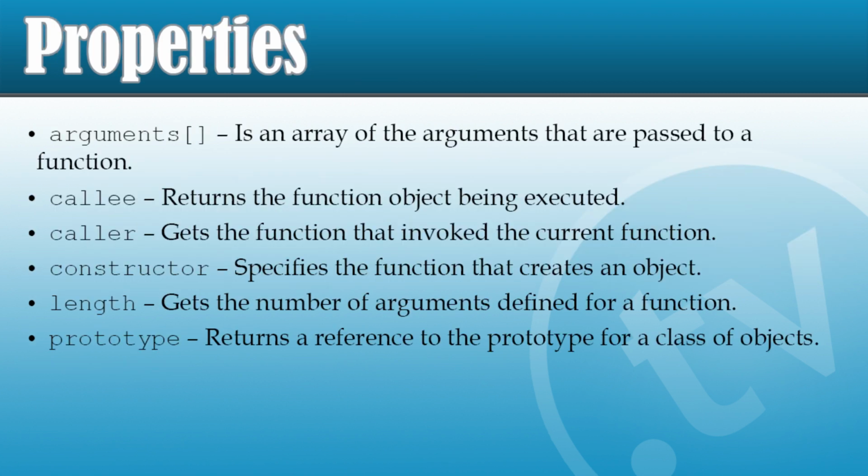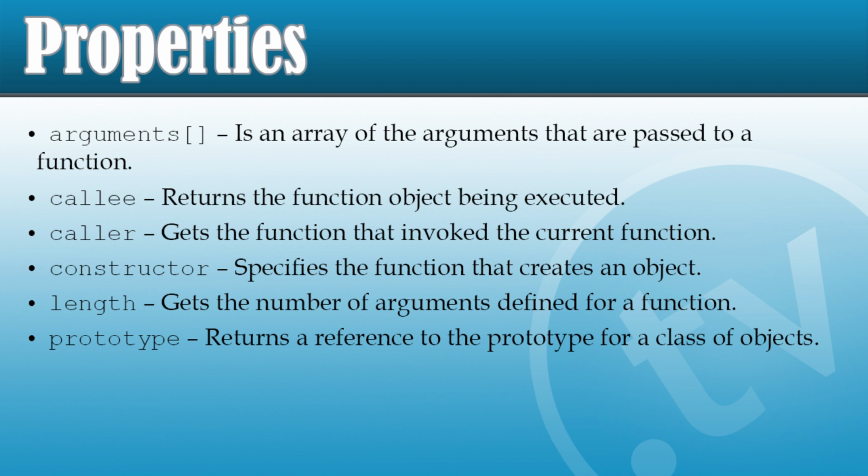These are the function object properties. Arguments is an array of the arguments that are passed to the function. The callee property returns the function object being executed. The caller property gets the function that invoked the current function. Constructor specifies the function that creates an object. Length gets the number of arguments defined for a function. Prototype returns a reference to the prototype for a class of objects.